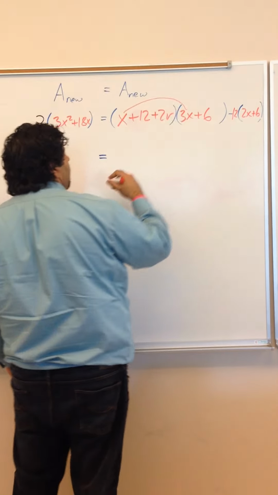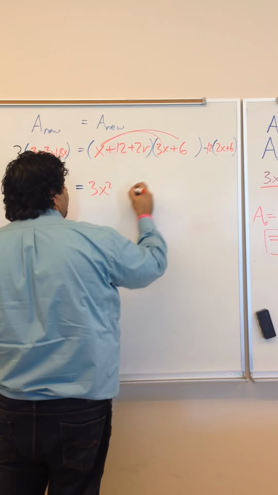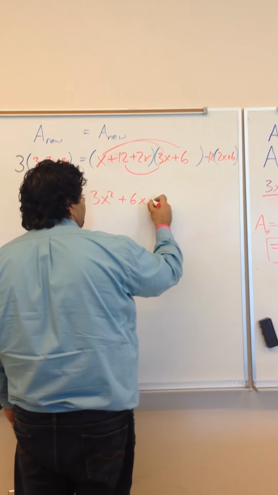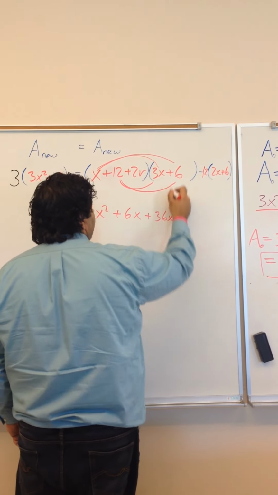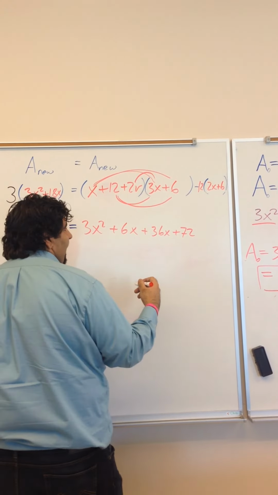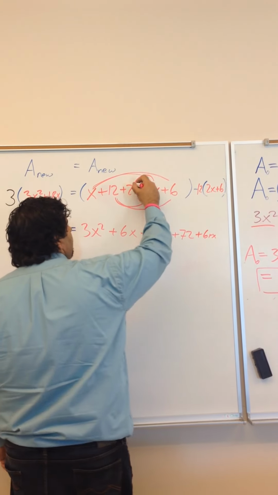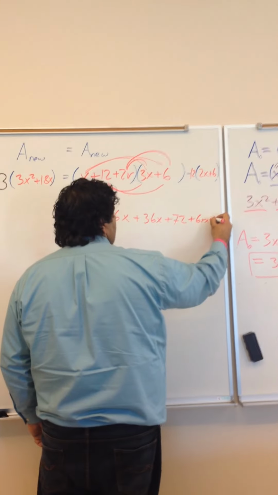So we have x times 3x, which gives you 3x squared. We have x times 6, which gives us 6x. We have 12 times 3x, which gives us 36x. We have 12 times 6, which is 72. We have 2r times 3x, which is 6rx. We have 2r times 6, which gives us 12r.